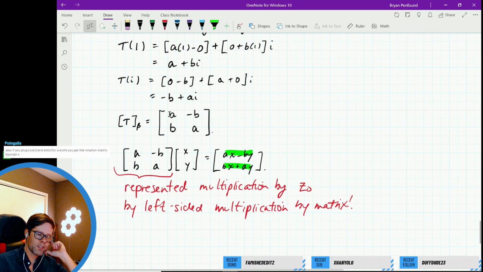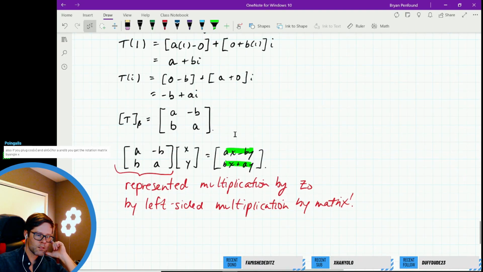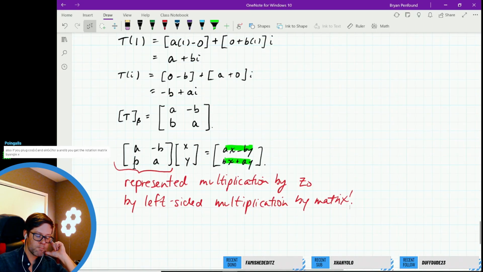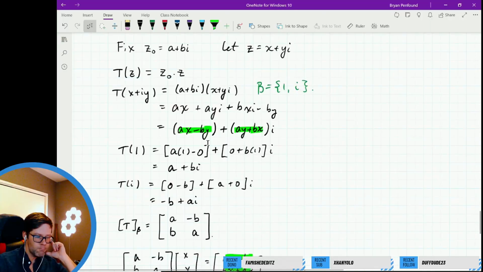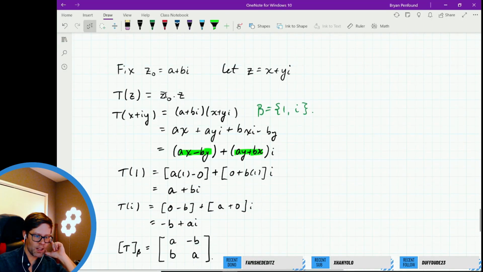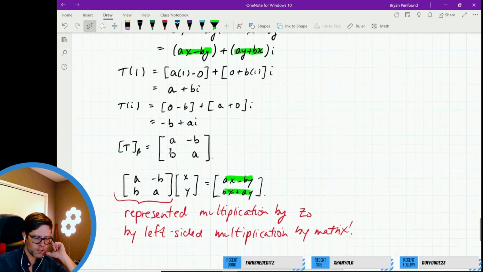What's the determinant of this? The determinant of this is going to be a squared plus b squared. A and b are real numbers, so this is always going to be positive. So it's always invertible too. Provided a and b are not 0, this should be invertible. So that's kind of cool. You can kind of tease out a lot of stuff here, right? As long as a and b aren't 0, this should be invertible because we would just multiply by the inverse of z0. So yeah, cool.